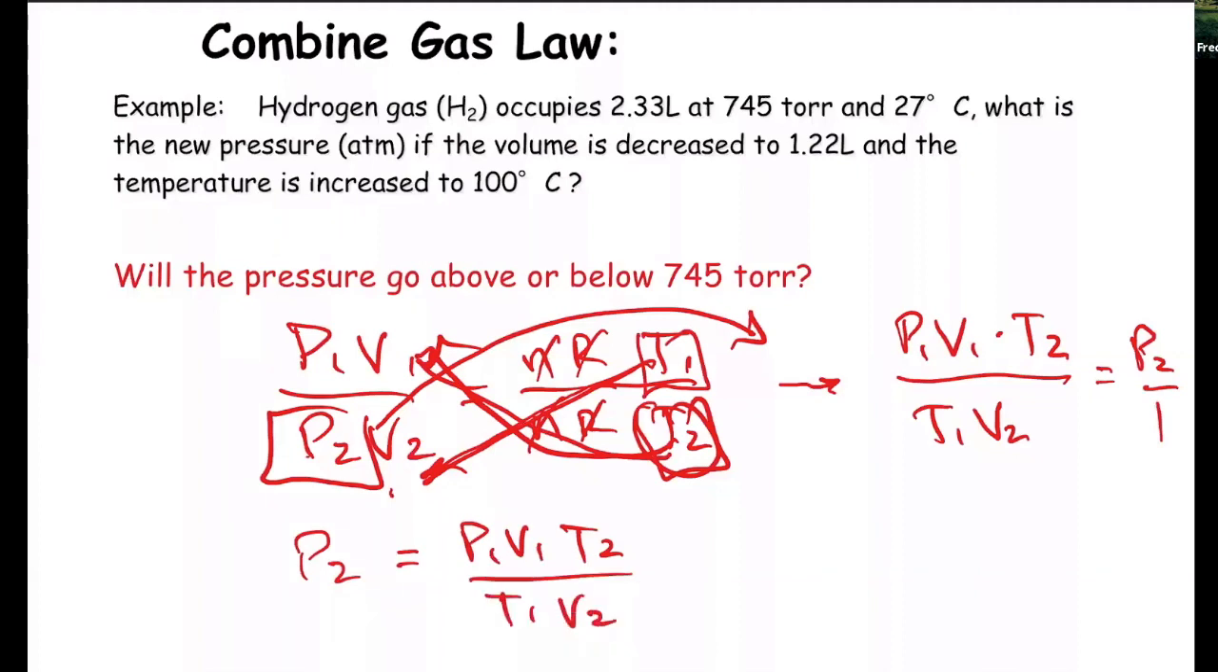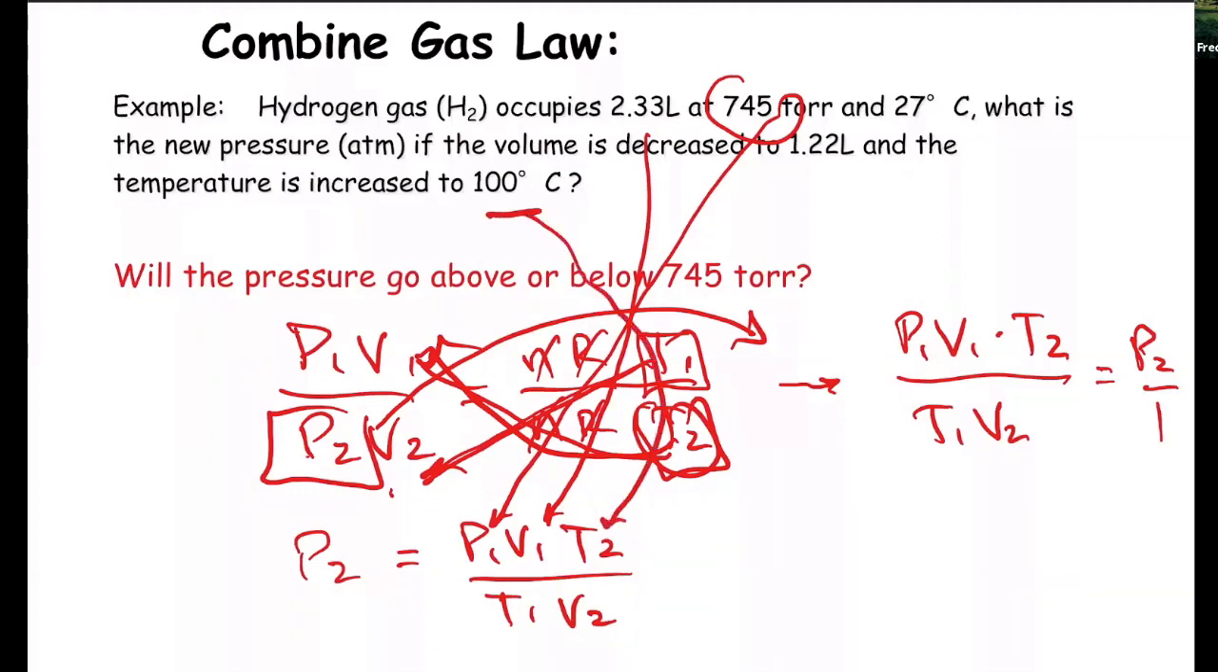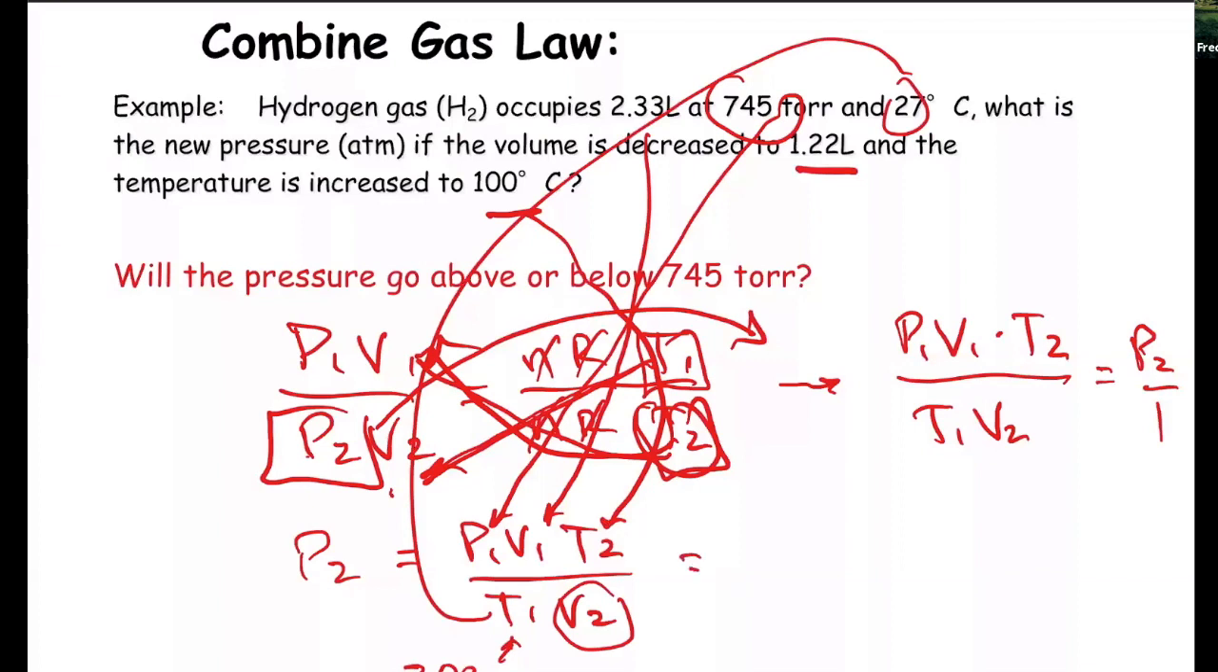Now we can put in our numbers. We can put 745 torr here. We can put 2.33 here. Remember that T2 is going to be 373. T1 is 300. That's this right here. And then V2 is going to be 1.22. So when we plug it in, this is what we will have. 745 torr. And let me show you why torr works. V1 is 2.33.